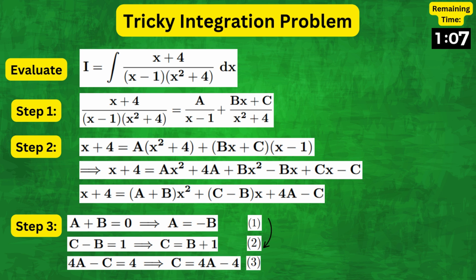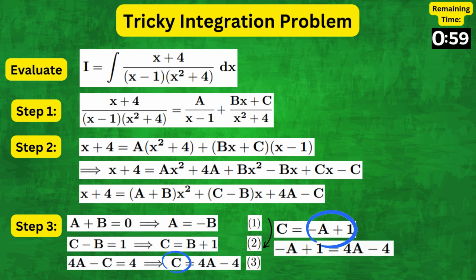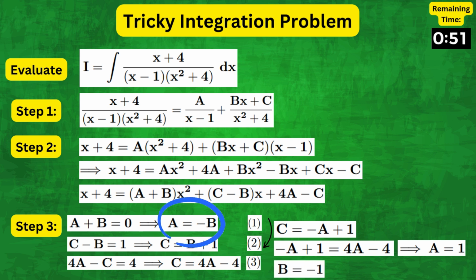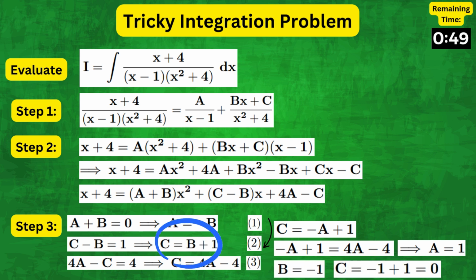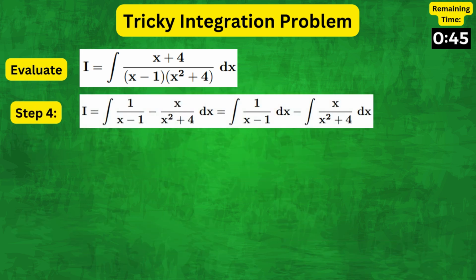Now plugging equation 1 into 2, we get c equals minus a plus 1. And plugging this into equation 3, we get minus a plus 1 equals 4a minus 4, which results in a equals 1. Then b equals minus 1, and c equals 0. Therefore, the integral can now be written as 1 over x minus 1 minus x over x squared plus 4.